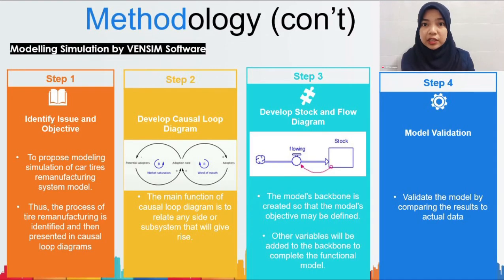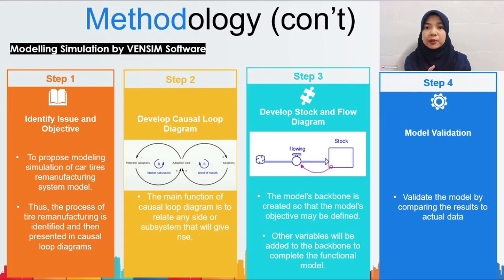And the modeling simulation by Vensim software. The most important part of modeling is determining the objective and issue to be studied, as they will lead to the building of the desired model. The objective of this study is to propose a modeling simulation of the car tire remanufacturing system model. Thus, the process of tire remanufacturing is identified and then presented in a causal loop diagram.